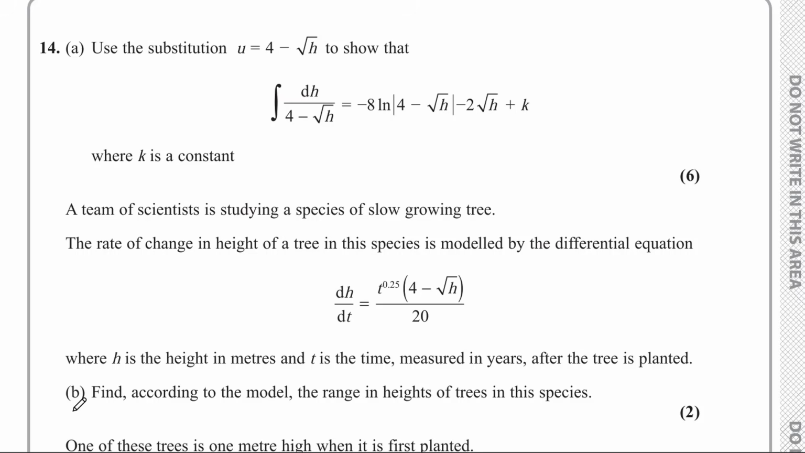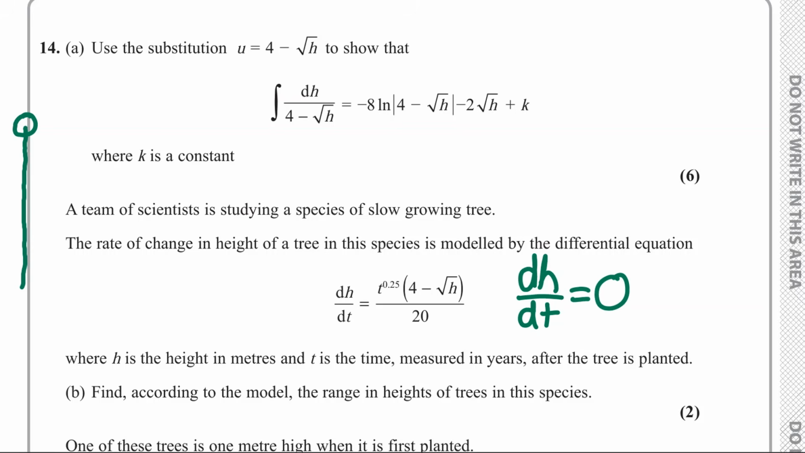trees in this species. Okay, so there's a few ways that you can view this question. The way you can view it is if you think about a tree that is growing, you're trying to think about the maximum height that this tree could reach. Okay, so the tree will be growing and growing and growing until eventually it reaches its maximum height up here, and it will stop growing. If it stops growing and the height is no longer changing, this means that dh over dt is equal to 0 because the tree is no longer growing.